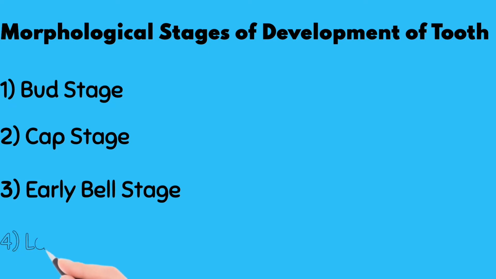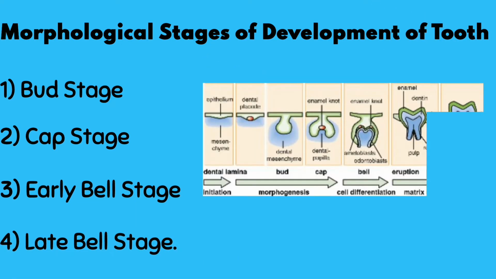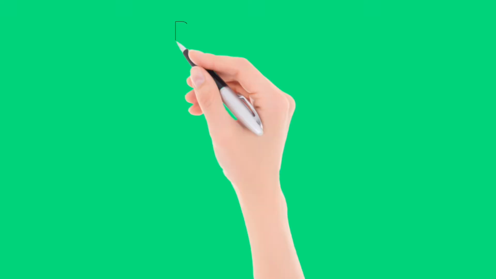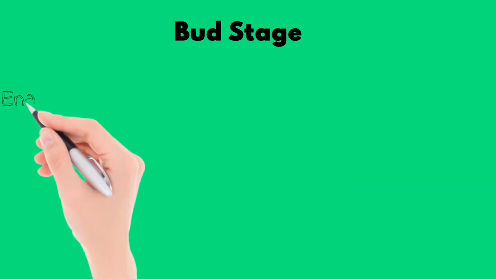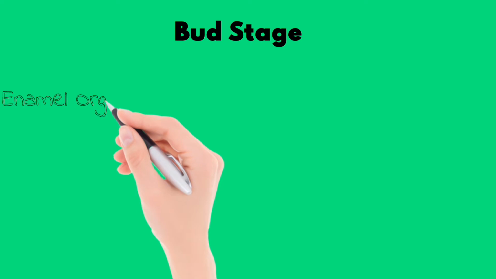The picture of the tooth germ is given. You may pause the video and see the different stages of the development of tooth. Next, we will read these stages one by one. Let's start with the bud stage. So what happens in this bud stage?